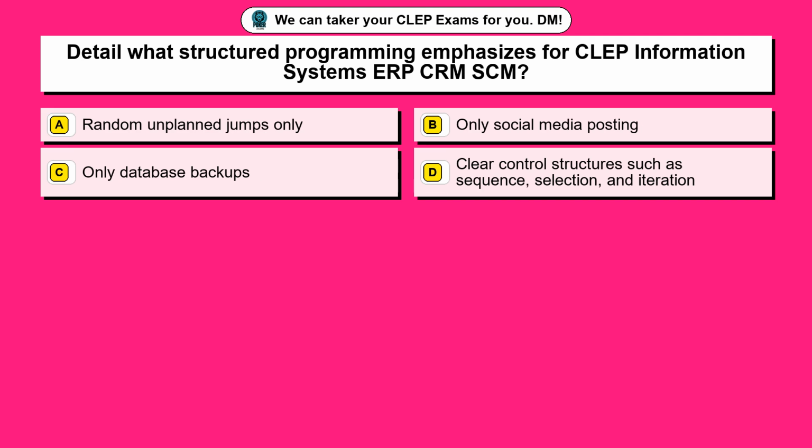Question 92. Detail what structured programming emphasizes for CLEP Information Systems ERP CRM SCM. Option A. Random unplanned jumps only. Option B. Only social media posting. Option C. Only database backups. Option D. Clear control structures such as sequence, selection, and iteration. The correct answer is Option D. Clear control structures such as sequence, selection, and iteration.